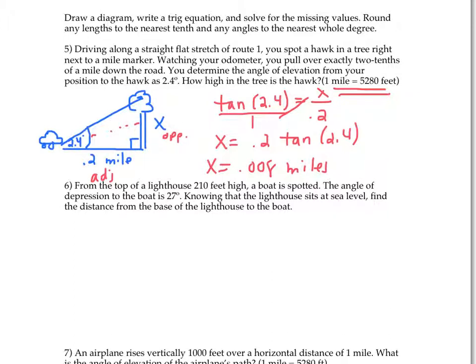Okay, to convert it to feet, you're going to take 0.008 times 5280, because there are 5,280 feet in a mile. When you do that, we're going to come up with approximately 44 feet. And don't forget, our directions did ask us to round lengths to the nearest tenth, so we're going to say 44.3 feet.